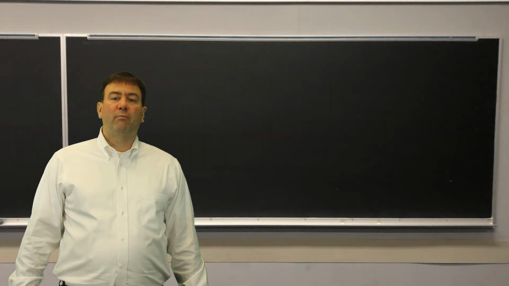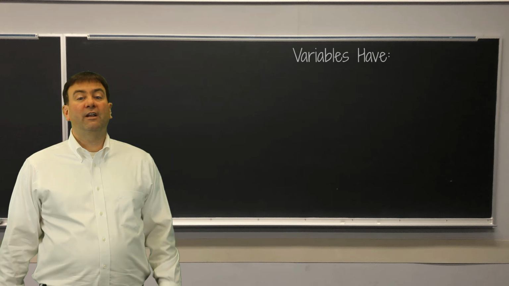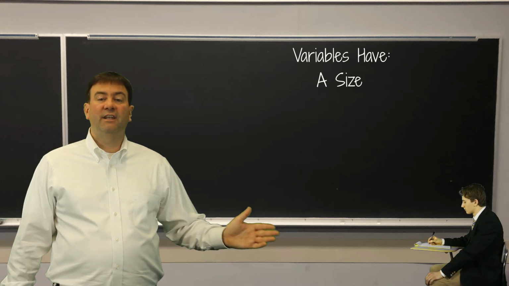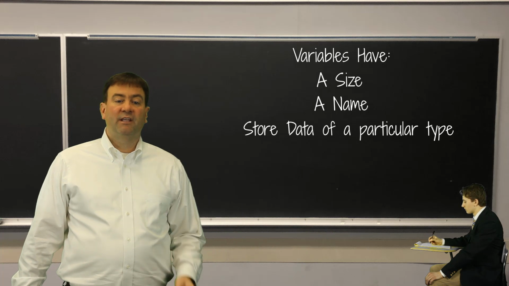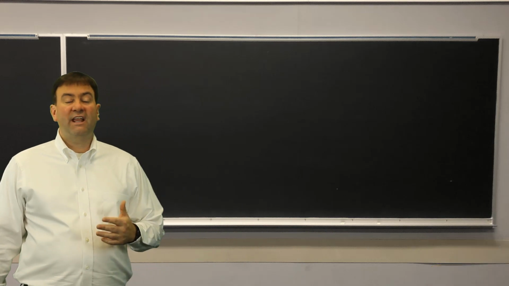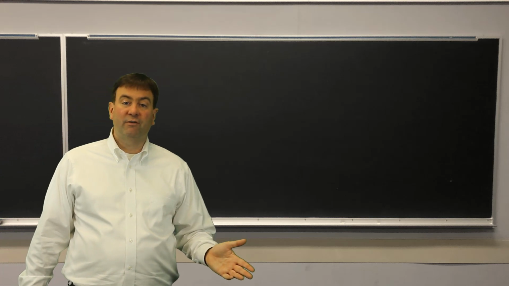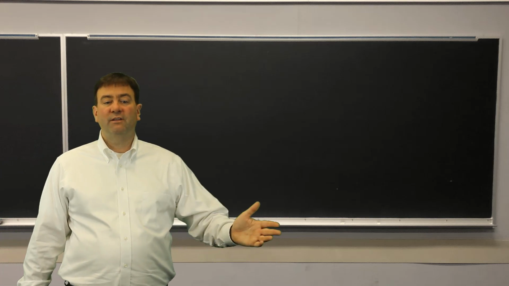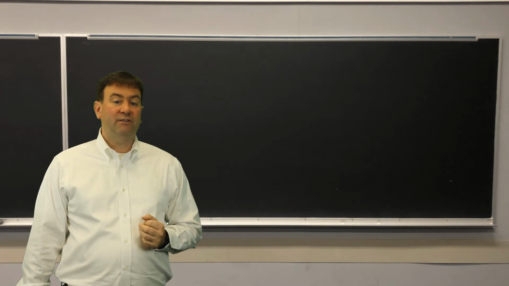So how is what Mark is doing similar to what we're doing? Variables have a size, a name, and they store data of a particular type. In Cleveland Menu's case, they had products that were of a particular type. They had menu covers, menu inserts, and menu tassels. Each product needed a box that it could fit into.